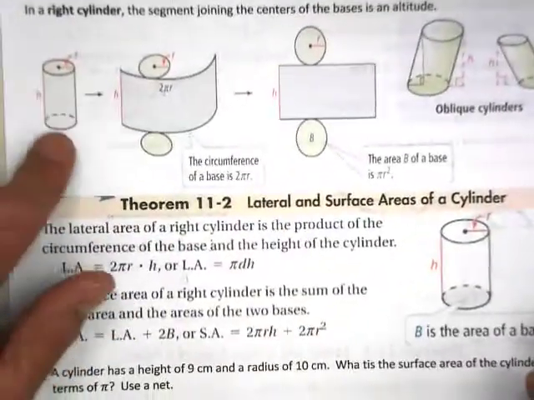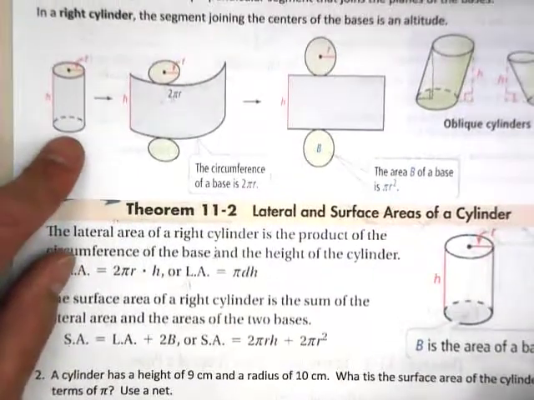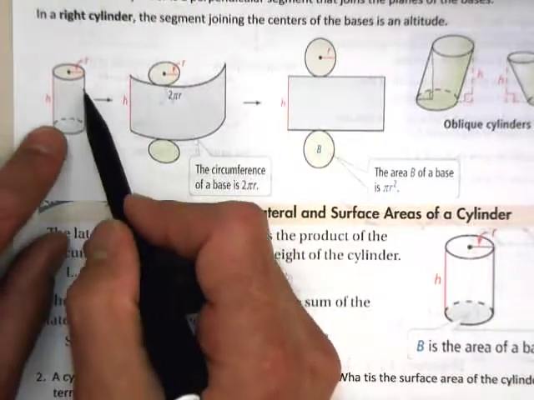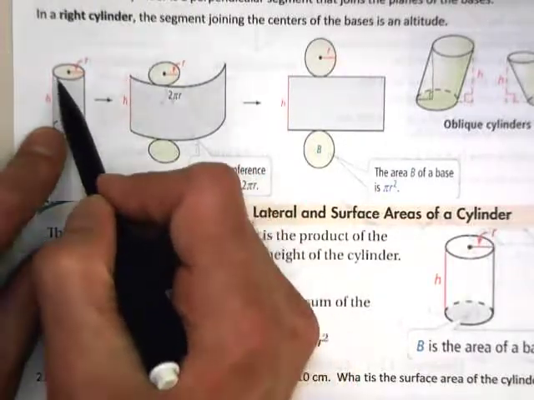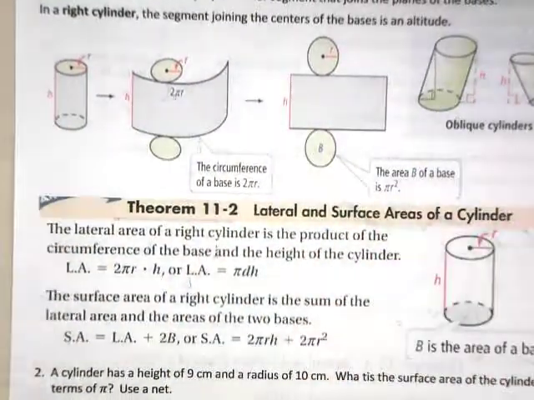Okay, so let's think about a cylinder. How do we figure out the surface area of a cylinder? Well, as you know, you can cut it down the edge and then around the bases and then unroll that cylinder.